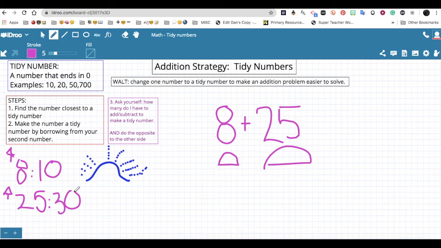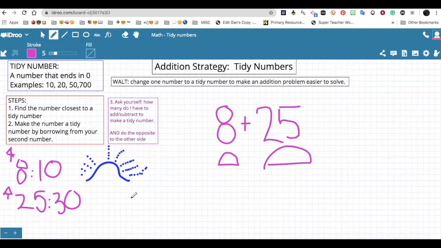Okay, so I think the best way is either to subtract or to be able to count on from our smaller number and see how much it takes for us to get to our tidy number. So for 8, how many do we have to add to get to 10? Pause the video and figure it out for me, and then I'll explain it to you.